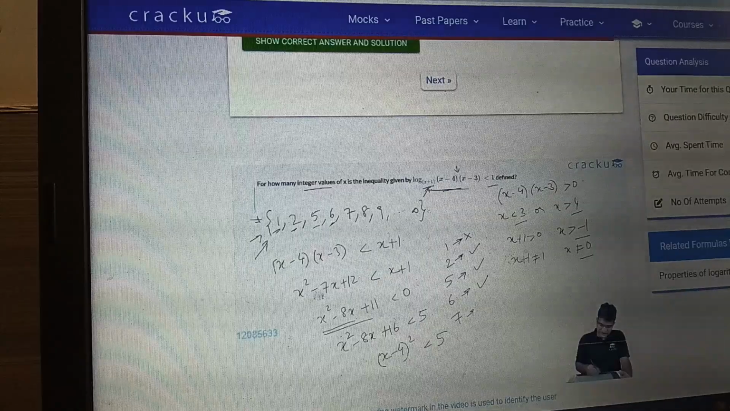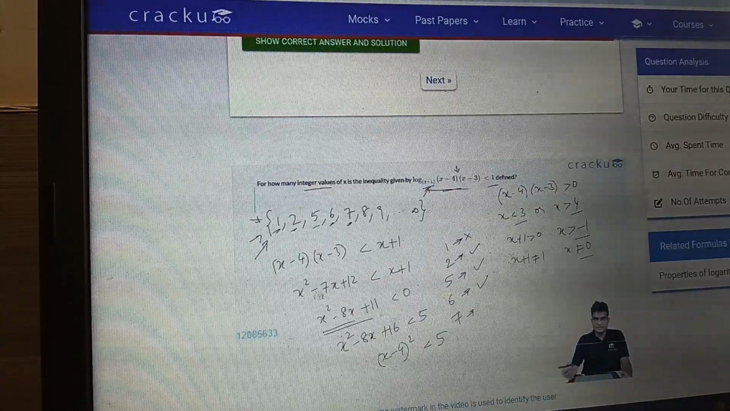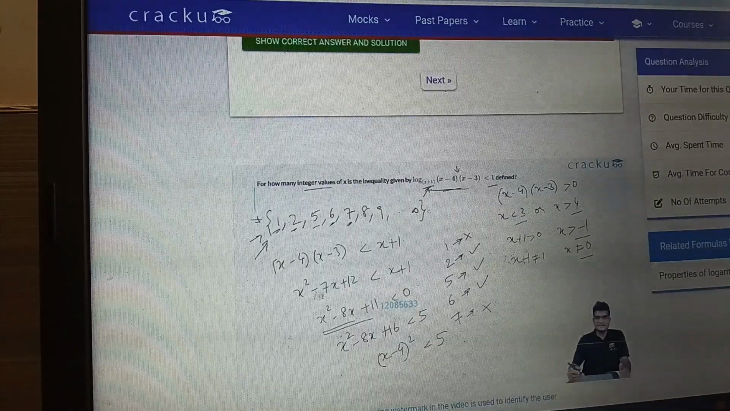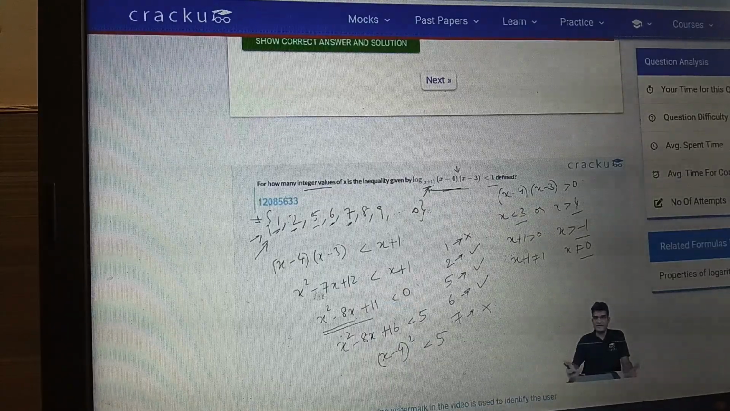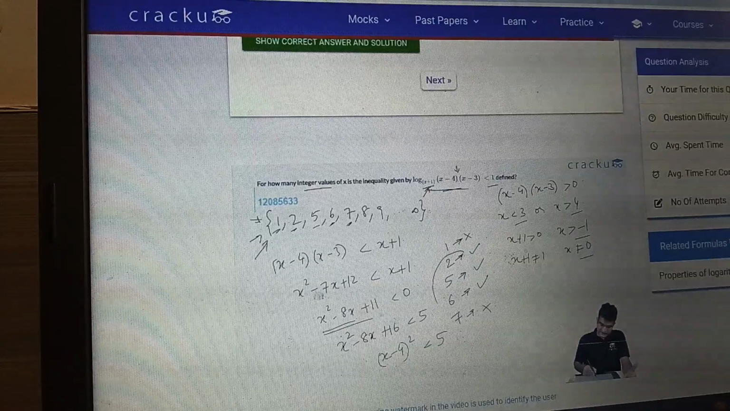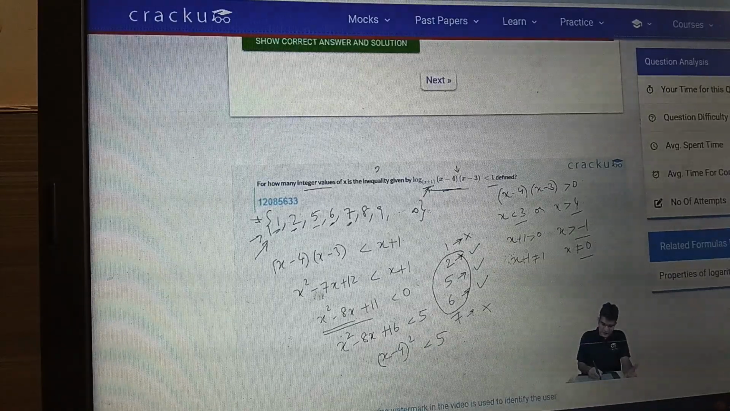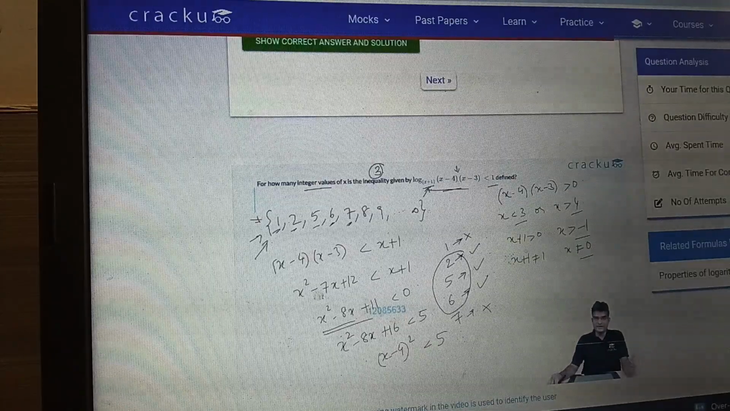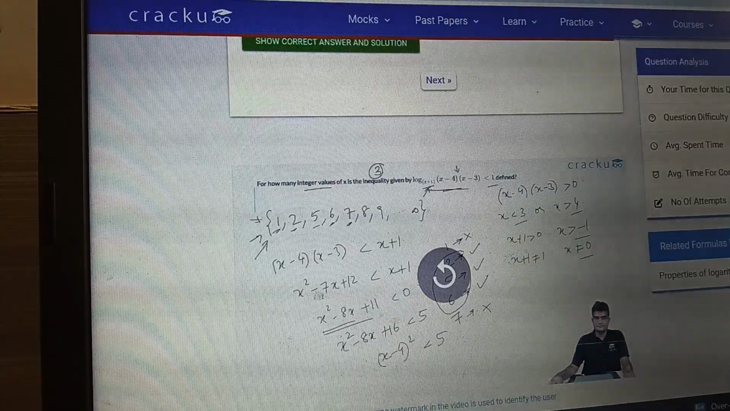When x is equal to 7, x minus 4 will be 3. 3 whole square will be 9. So this is not a solution. Similarly, for all values of x which are greater than 7, clearly x minus 4 whole square will be greater than 5. So the only 3 integral values of the given inequality are 2, 5 and 6. So there are 3 such integral values. They are 2, 5 and 6.